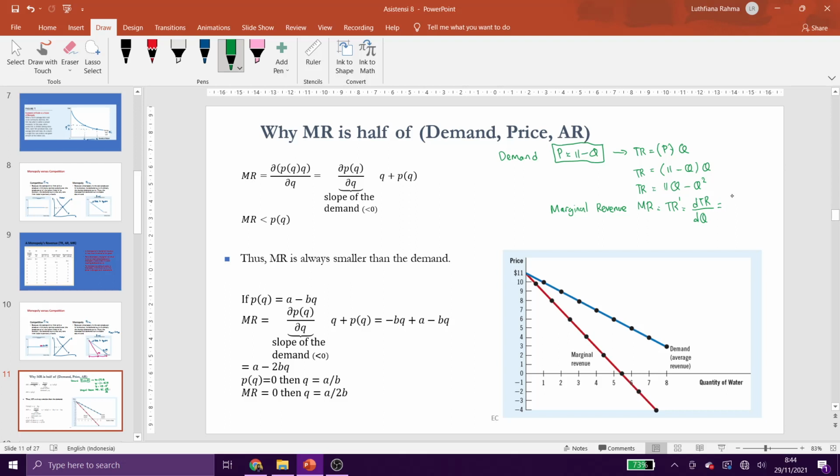So here, we derive 11Q minus Q squared with respect to Q. And if you study in math, this would lead to a result: marginal revenue would be 11 minus 2Q. And here is the equation of AR. We could know that the average revenue would be 11 minus Q. And then from this perspective, you will see that the MR is 11 minus 2Q. So the average revenue is 11 minus Q and the marginal revenue is 11 minus 2Q. So the difference is here. And it always seems like that.